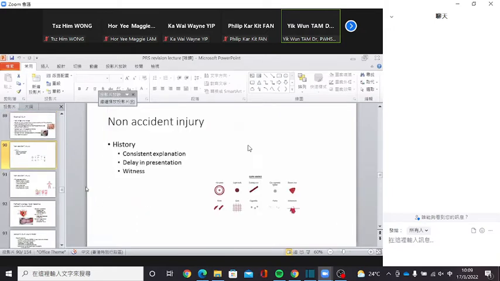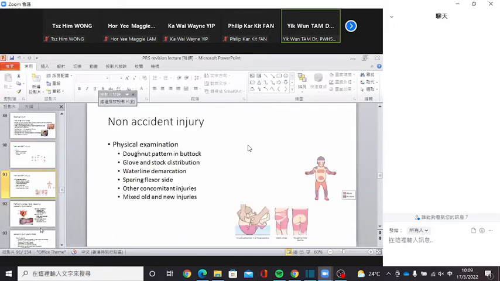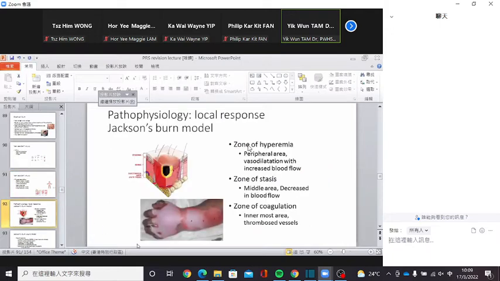NAI, I think, is covered in pediatric modules, so I'm not going to repeat. So for burn, up to here, any problem? If no, then we'll talk something about the pathophysiology of burn injury.